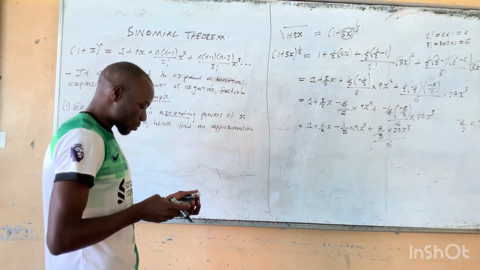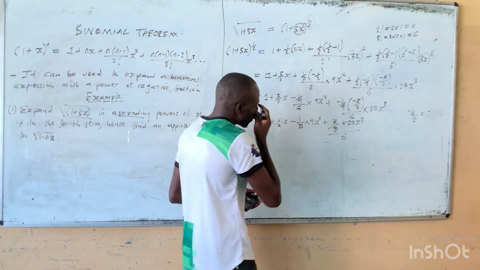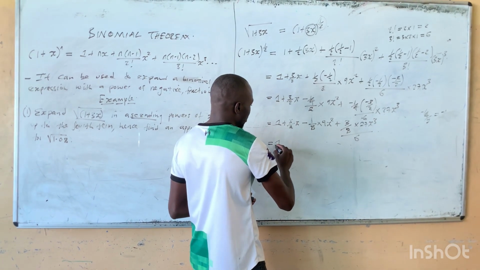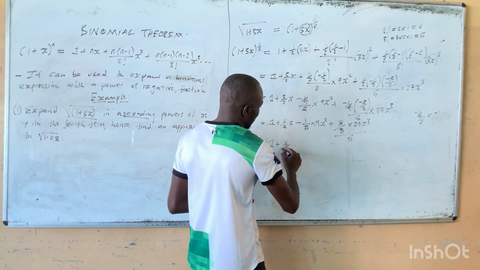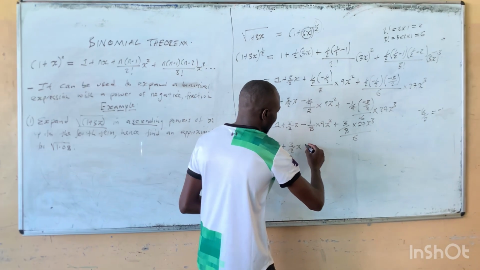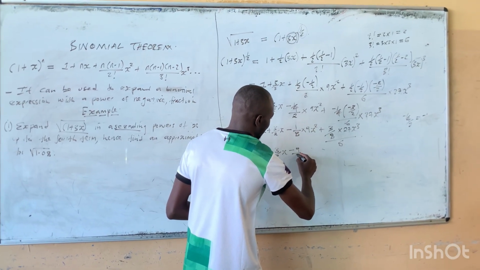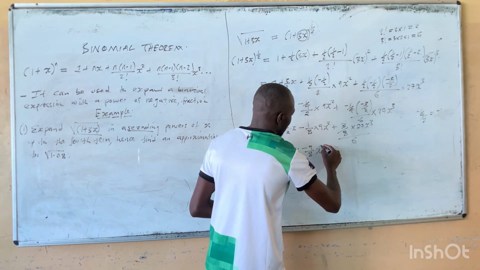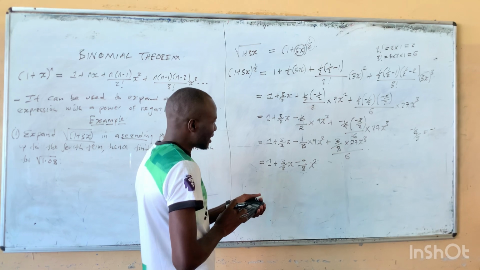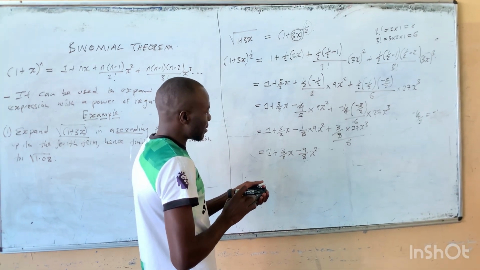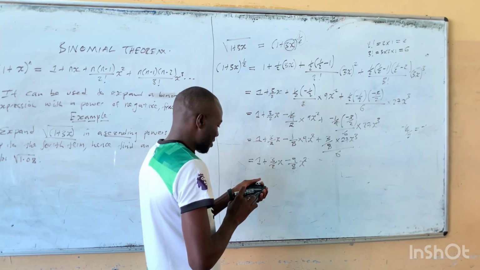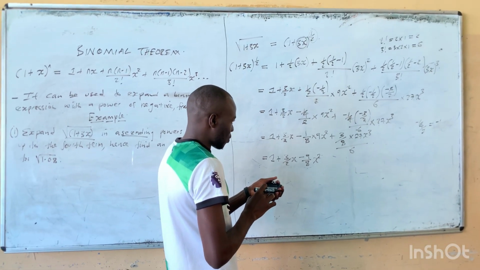So now, let us write this the way it is: 1 plus 3 over 2x. When you multiply those, you get negative 9 over 8x squared. Now I want to reduce it. So 27 times 3 is giving us that one. So we divide.